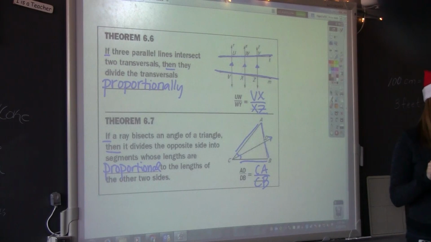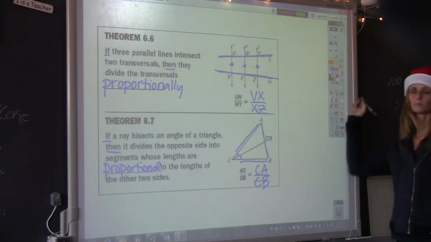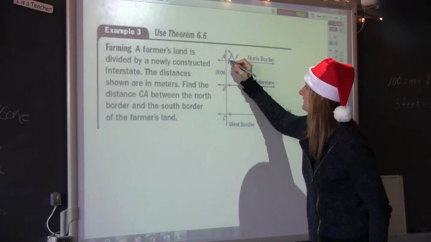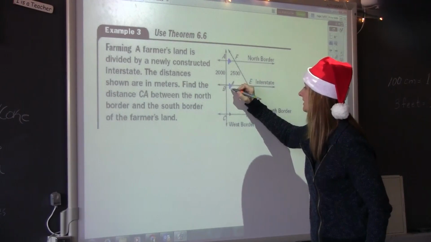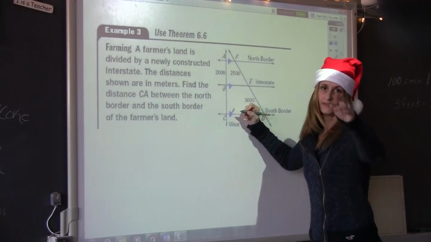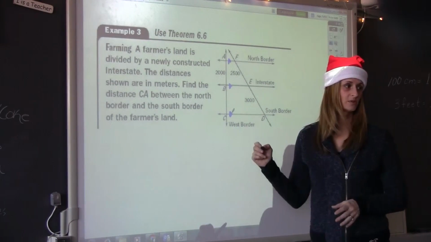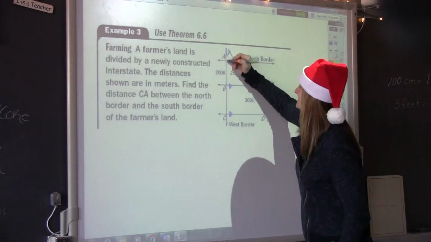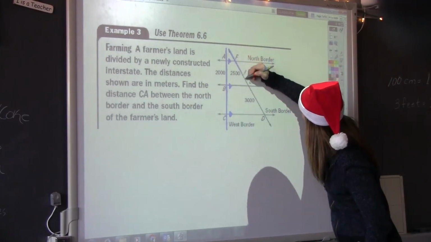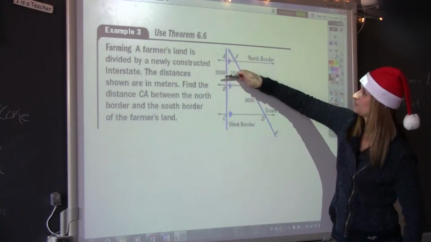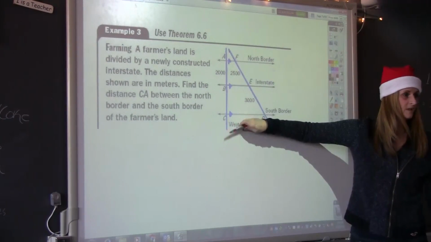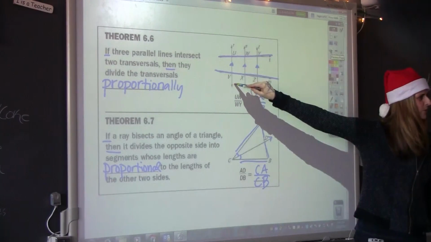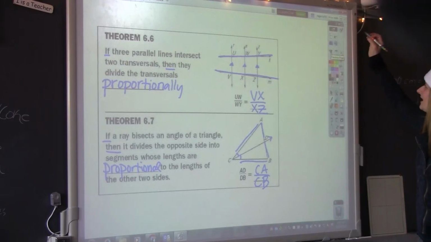Practice time. Everyone have that written down? Look at this Jones right here. This Jones is tight. That's the next secret phrase, Jones. Make sure you spell that right. Look at this. What does this look like? Three parallel lines cutting across two transversals.